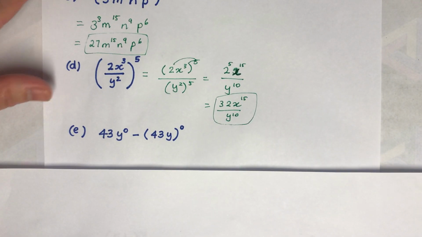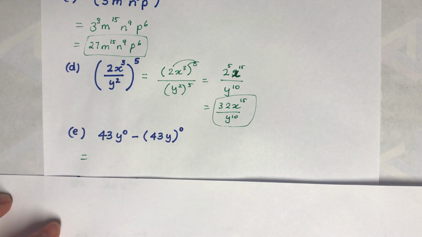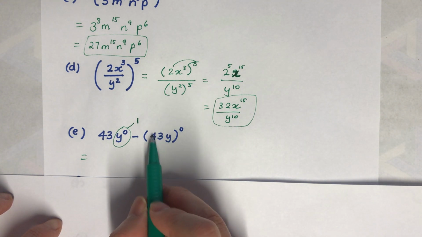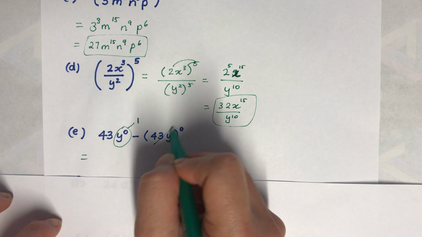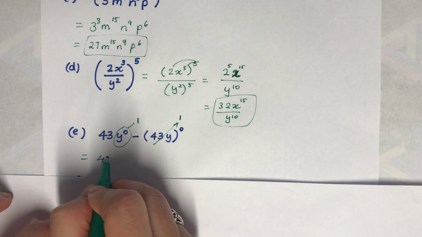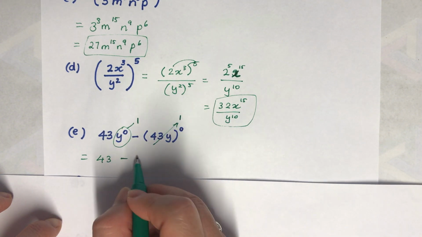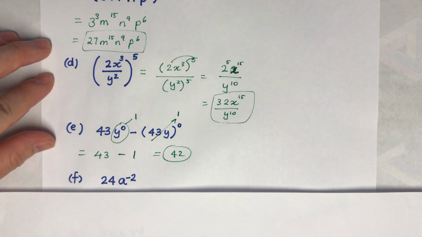All right, next one. Okay, next one's not too bad. 43y to the power of 0 is 1, yeah? And whatever it is to the power of 0 is 1. So the whole thing's going to be 1, guys. So this is 43 times 1, which is just 43. Take away the whole thing, which is 1. The answer is 42. Okay?